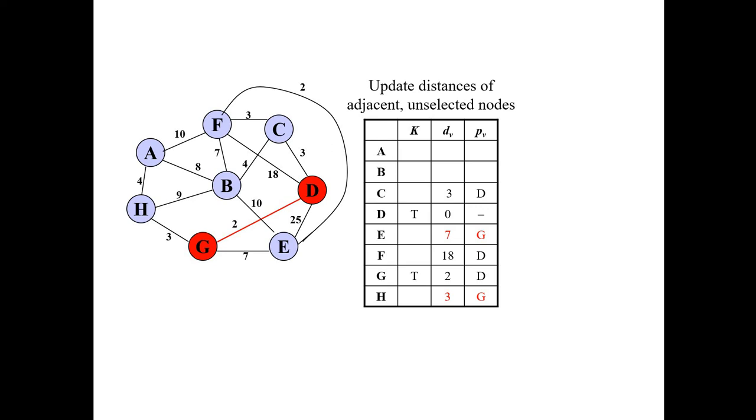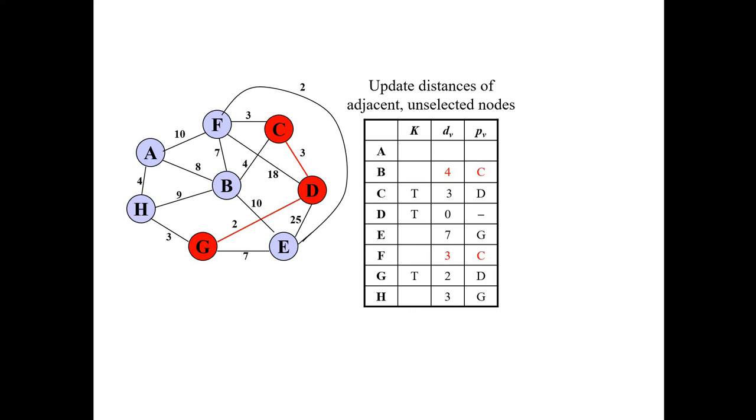The distance between G and D is 2, and the distance between G and H is 3. So we have updated the distance. Now select the next node. Which one is the next? 3 is also the minimum distance, so C is the closest. Now we are updating the distance. The distance between D and C is 3.